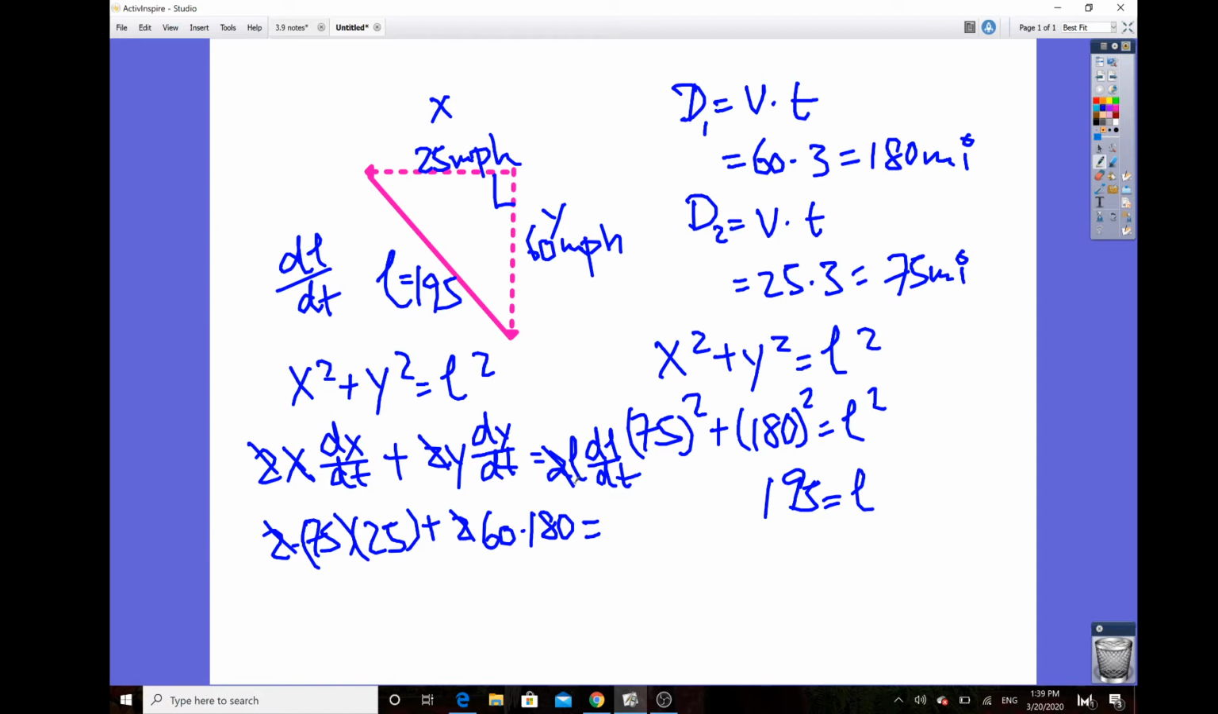And then over here we do have L times dl over dt. So L, we do have 195, and then solve for dl over dt. Okay, so let's just multiply those numbers and see what happens. So 75 times 25 would give you 1,875. And then plus 60 times 180, which will give you 10,800.